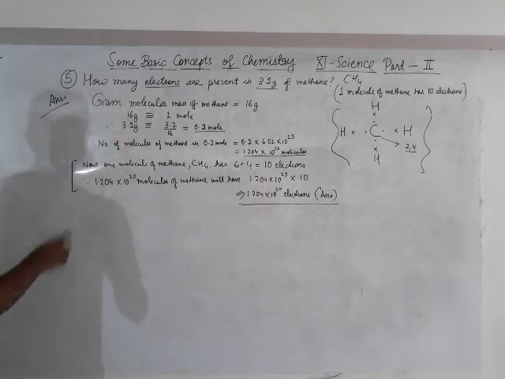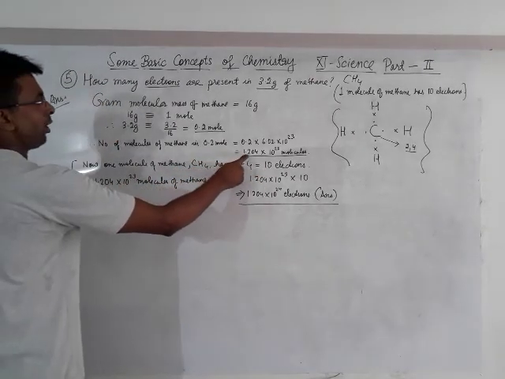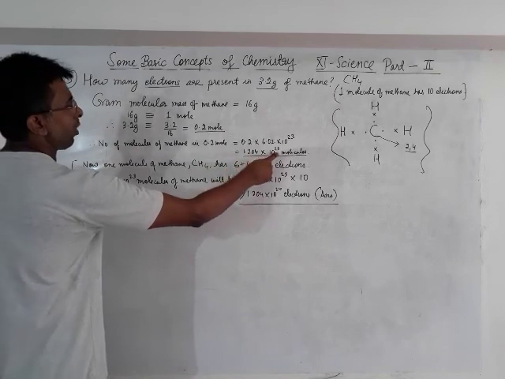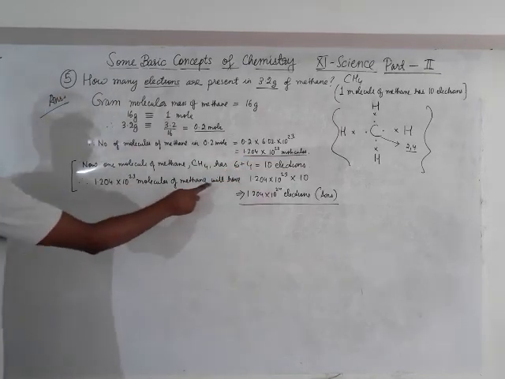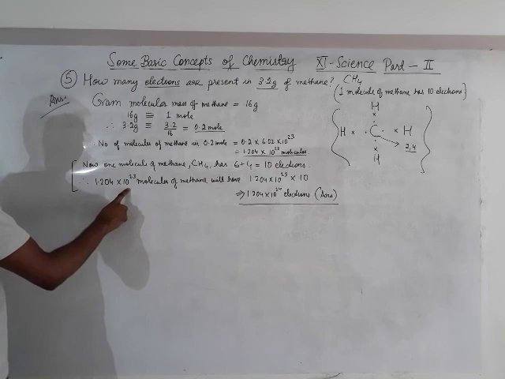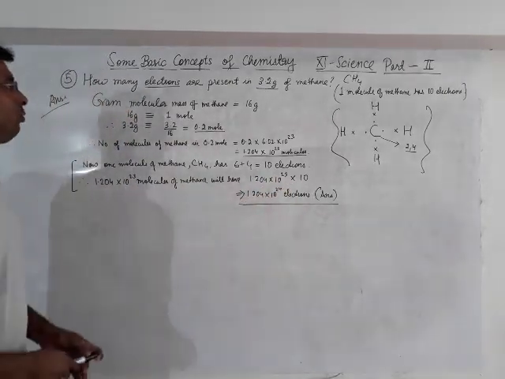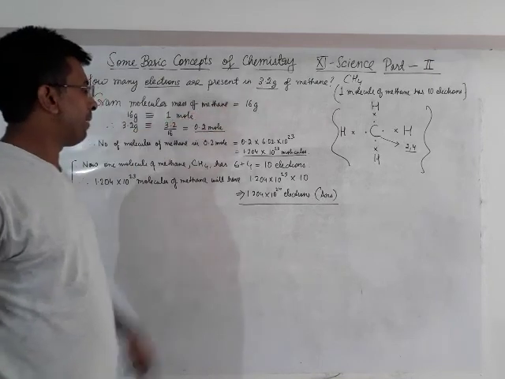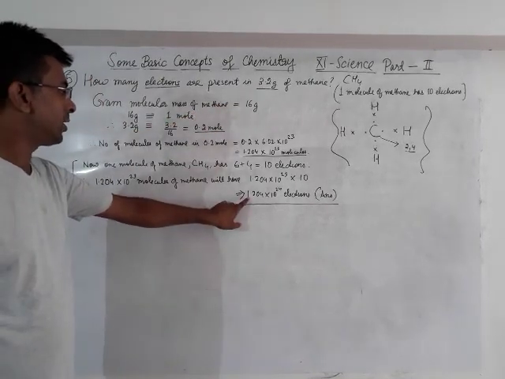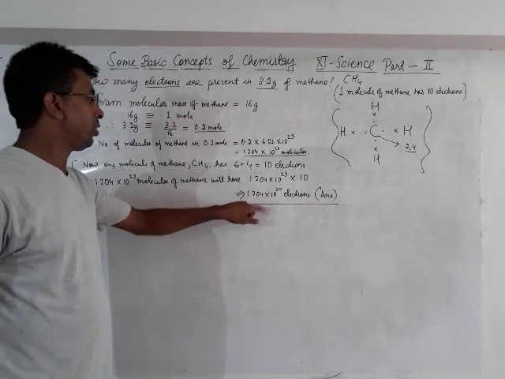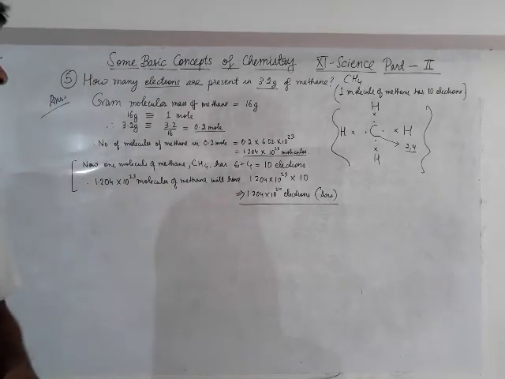Now, we can write down: therefore, 1.204 into 10 to the power of 23 molecules of methane will have this number multiplied by 10, which will give me the total number of electrons present in 3.2 grams of methane. So, the answer is 1.204 into 10 to the power of 24 electrons. We can say that 3.2 grams of methane will have 1.204 into 10 to the power of 24 electrons.